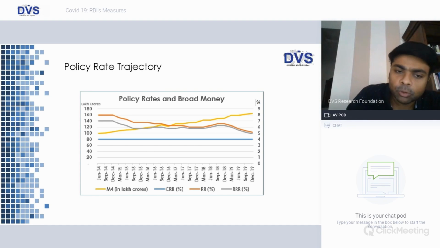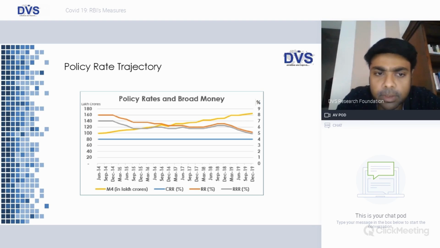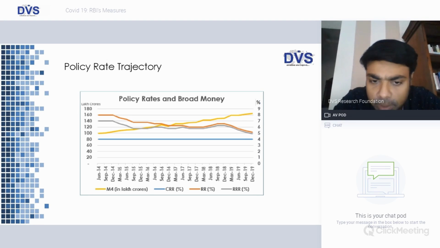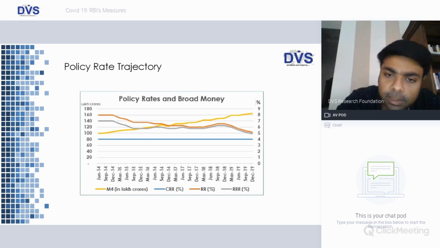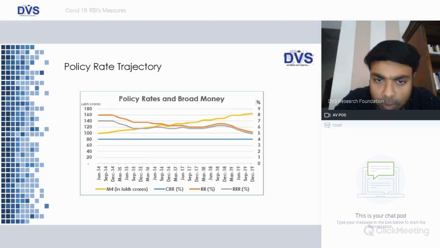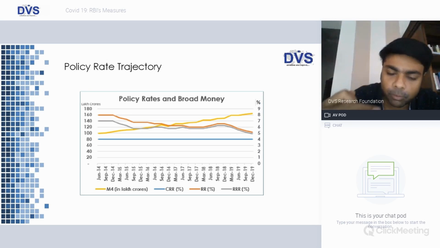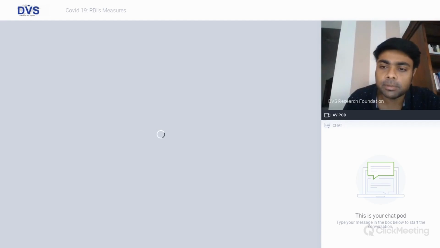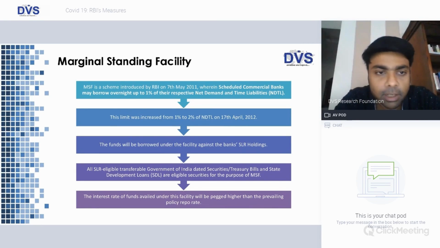So this is a good graph. M4 is your broad money, which is the money supply, and that keeps growing. Growth in money supply. And CRR rates, you would notice, at 4% consistently since June 14. Reverse repo rate is at 5%, and repo rate is at 5%, the orange, and reverse repo is marginally below that 5%. So the gap between the two is not significant. But imagine one is at 4 today, the other will be at 3.1%. So a huge spread, or a huge disincentive to stay cash positive or keep the funds with RBI. So what is this marginal standing facility scheme?